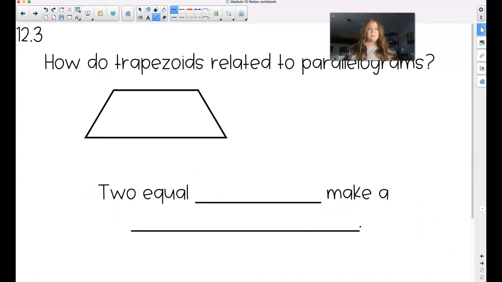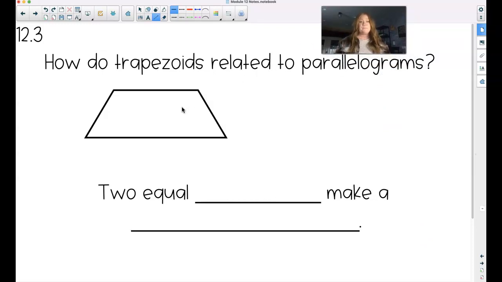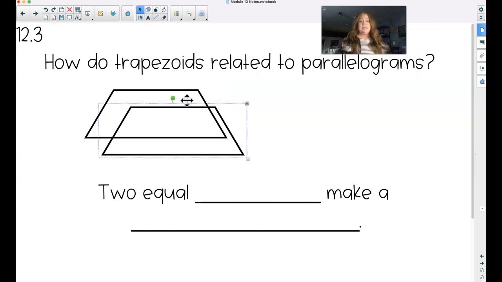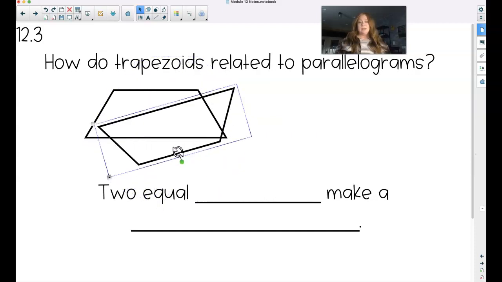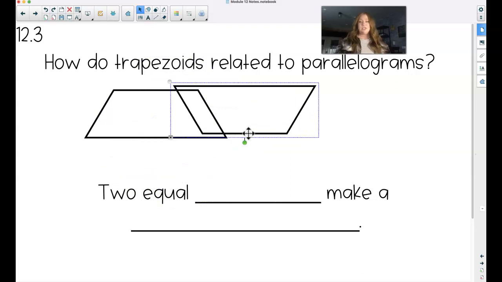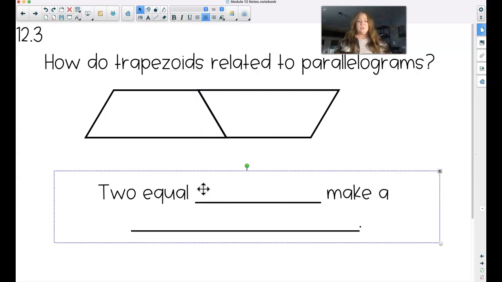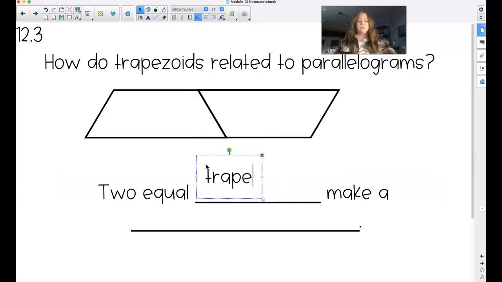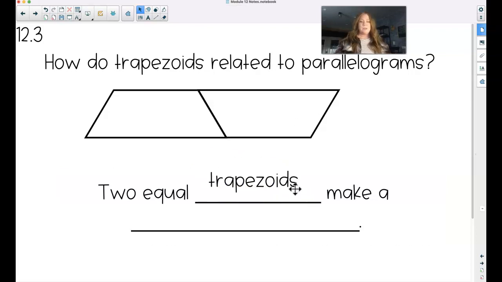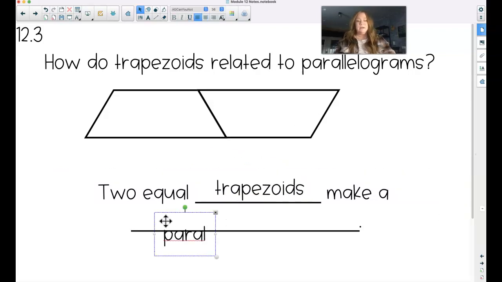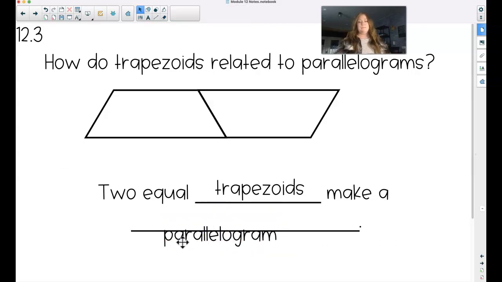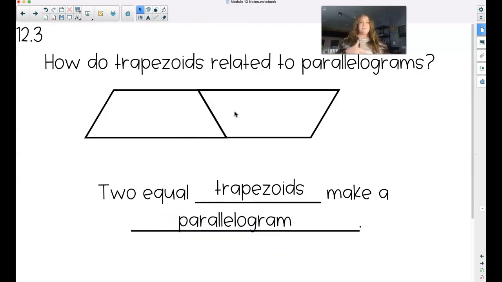So how do trapezoids relate to a parallelogram? So if you figured out from the hands-on one, when I get 2 of these trapezoids, and we flip one, it's actually going to create that parallelogram. So 2 equal trapezoids are going to make a parallelogram. So 2 trapezoids that are the same make that parallelogram. So I do have to flip one.